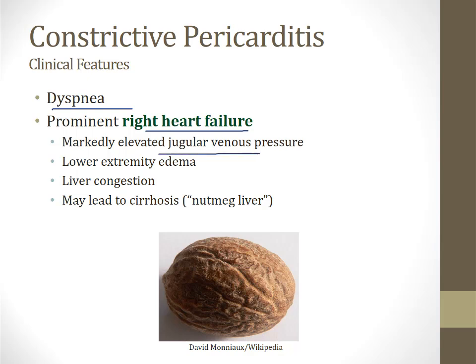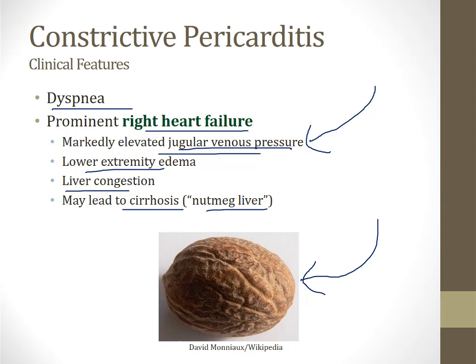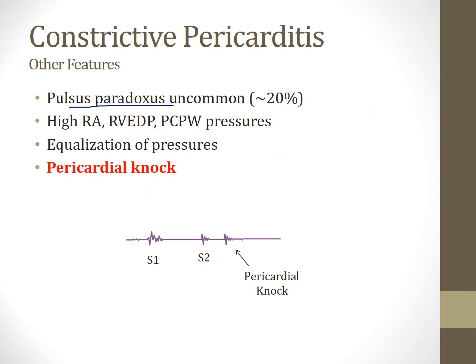This includes elevated jugular venous pressure, lower extremity edema, and even congestion of the liver that can sometimes lead to cirrhosis. When the liver becomes cirrhotic from heart failure, that's called nutmeg liver, and this is a picture of a nutmeg to remind you of that on the screen. And one thing you need to be aware of is sometimes patients with constrictive pericarditis look like patients with cirrhosis. They can have a swollen abdomen with ascites and lower extremity edema. You want to very carefully examine the neck because the jugular venous pressure should not be increased in cirrhosis of the liver. If you see someone you think has liver disease, but the JVP is elevated, that patient may actually have constrictive pericarditis.